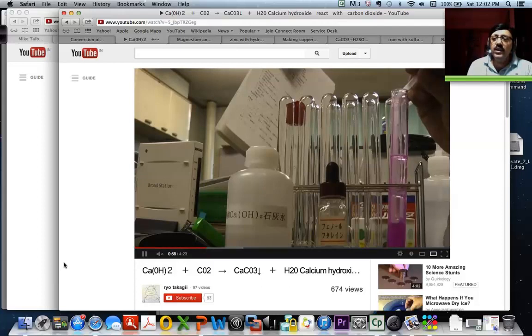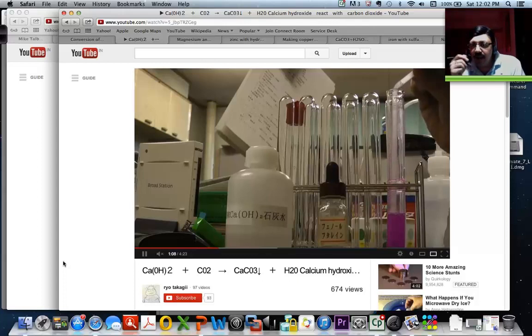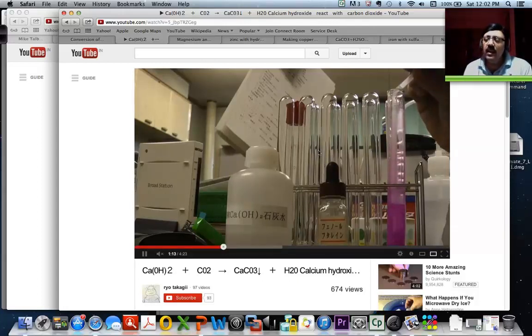So now look at what he is doing. He is actually blowing carbon dioxide through that solution. Right? He is blowing, and the exhaled air, as you know, has a lot of carbon dioxide. Right? So he is keeping on blowing into it, and still, slowly you can see that the pinkish color will reduce, because the calcium hydroxide becomes lesser and lesser, because most of it starts getting converted to calcium carbonate.